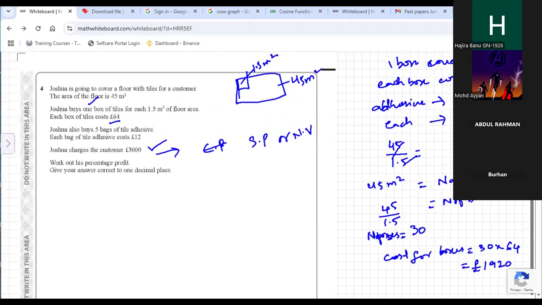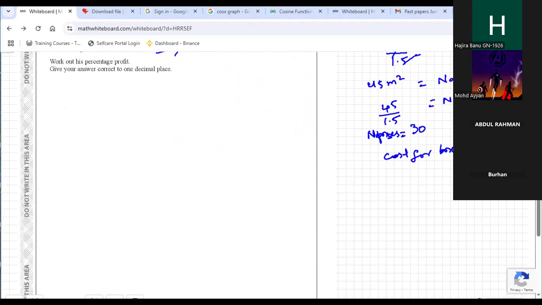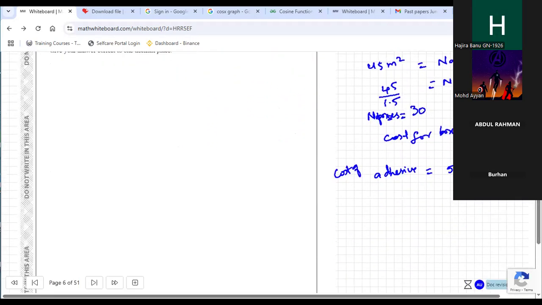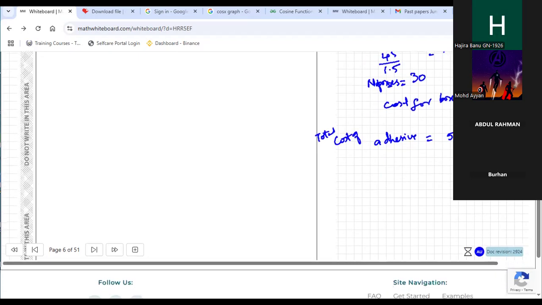Now remember, he even bought adhesive as well. So the cost of adhesive equals 5 into 12, each bag costing 12 euros. So 5 times 12 will give me the total cost. The total cost of adhesive is 5 times 12, that's 60, right? So he has spent 60 euros on adhesive.